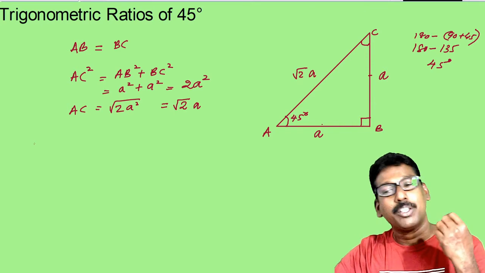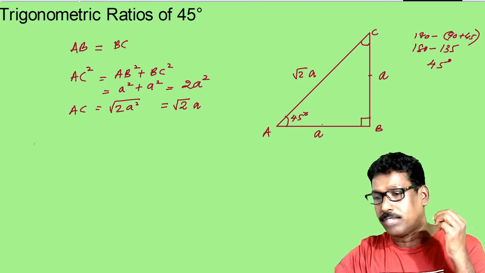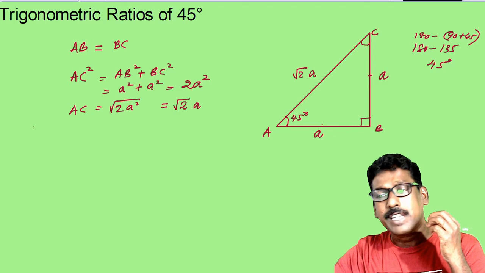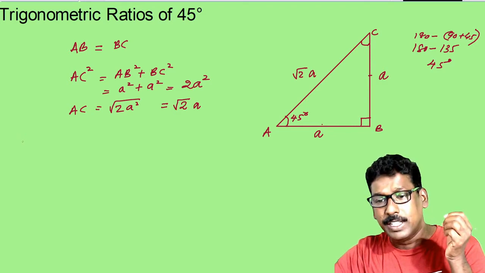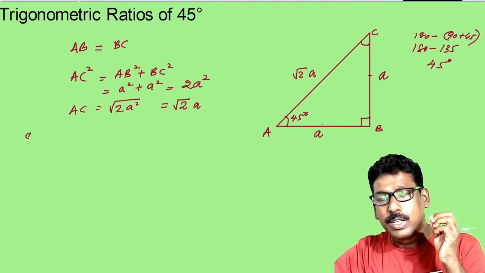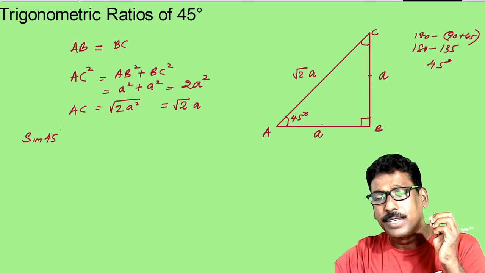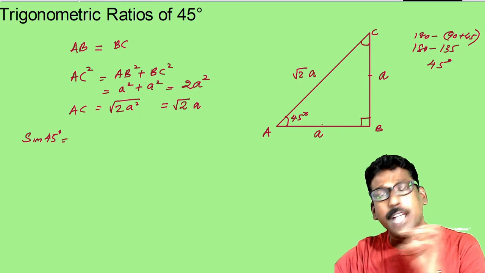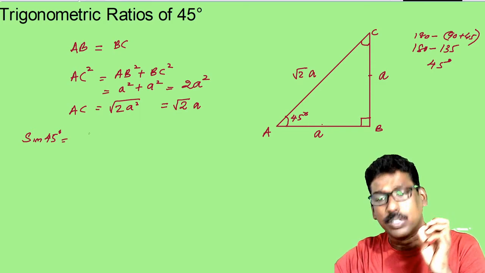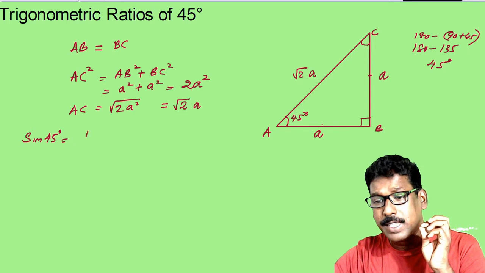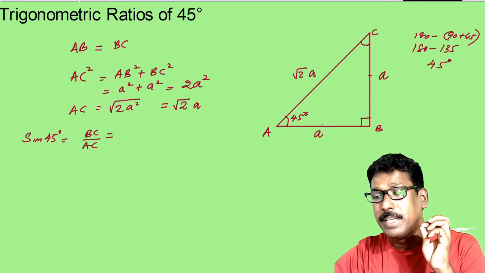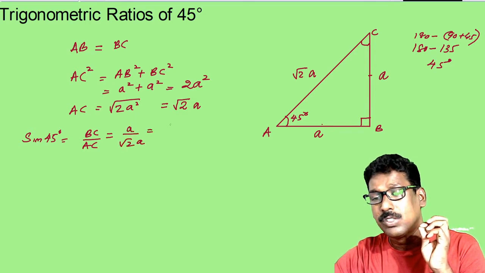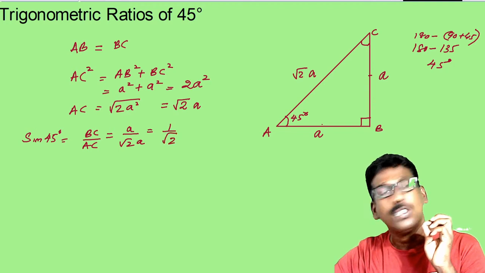Now let me find out the trigonometric ratios of 45 degree. Here consider angle A, which is 45 degree. Then how can you find out sine 45 degree? Sine 45 degree means the opposite side by hypotenuse. Opposite side of 45 degree, that is BC, and hypotenuse is AC. BC by AC means it is A by root 2 A, which is equal to 1 by root 2.